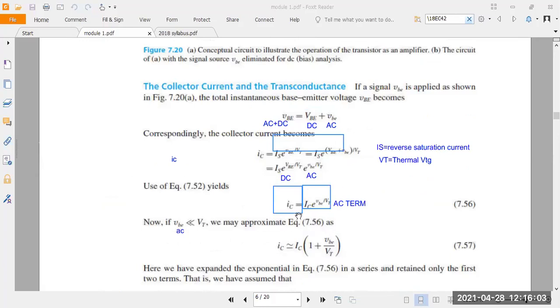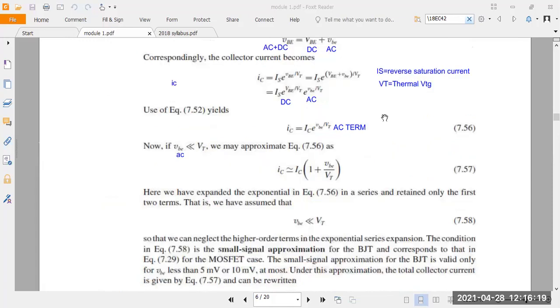Understood? Means we want to take the AC and DC term here for analysis, and that is very important. So next you take two conditions here. When VB is less than the VT, means the AC input voltage is less than the thermal voltage.